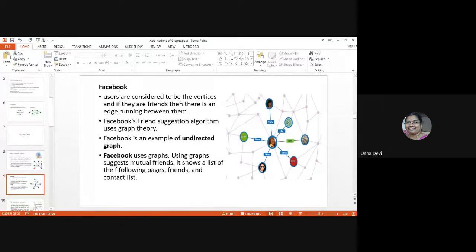The social network Facebook. Just see here, so many friends are there. If any one person is going to post any messages, or listen to some music, all these circles are vertices here. According to our graph components, all these are vertices, and these lines specify edges.